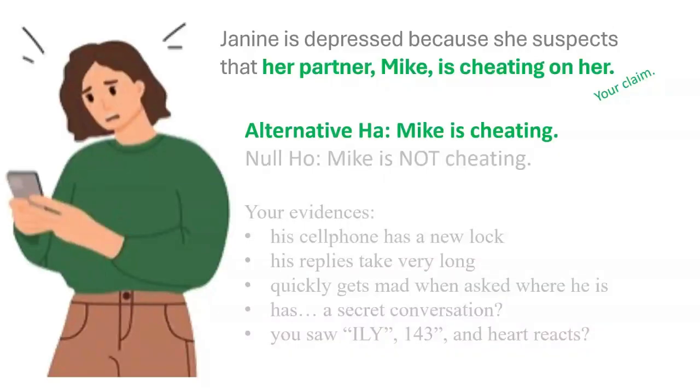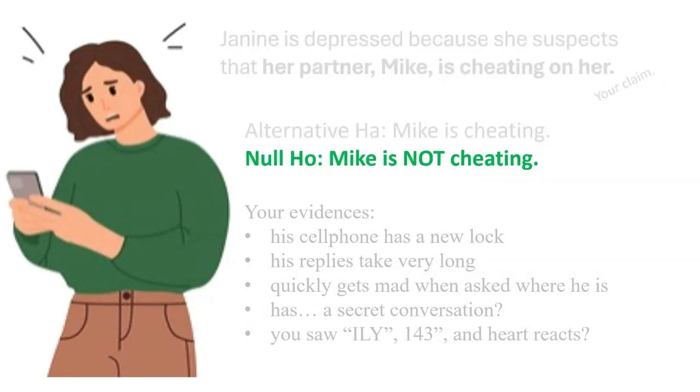Of course, Janine should be logical. She can't immediately say that her partner is cheating. So her null hypothesis, H0, is that her partner Mike is not cheating on her. At least give him the benefit of the doubt that he is loyal. Now, what evidences does Janine have against this null hypothesis?